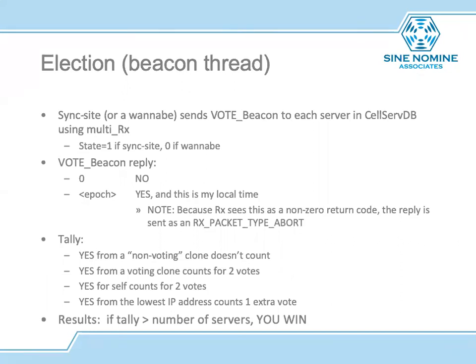Okay, so how do we tally up the results? Well, if you get a yes from a clone that's configured to be non-voting, we don't even tally those results. We just drop those results on the floor. It doesn't count. If you get a yes from a voting clone, it actually counts for 2 votes. And the person who is running the election also always votes for themselves, so they give themselves 2 votes. And then whether it's another person or whether it's myself, whoever has the lowest IP address of all the results that are received, that tallies 1 extra vote.